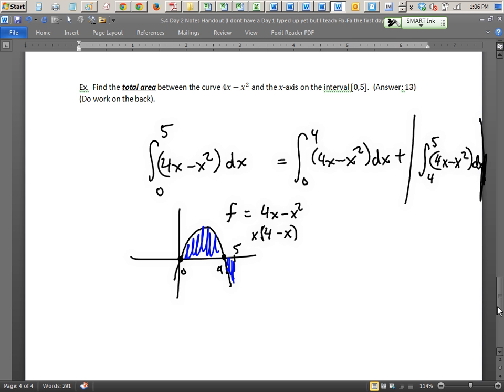This is the absolute value symbol, big absolute values. Sorry, I kind of ran out of room there. I'll put them in red so you can really see them. We know that area is negative and we don't want it to be. So let's try this problem now.